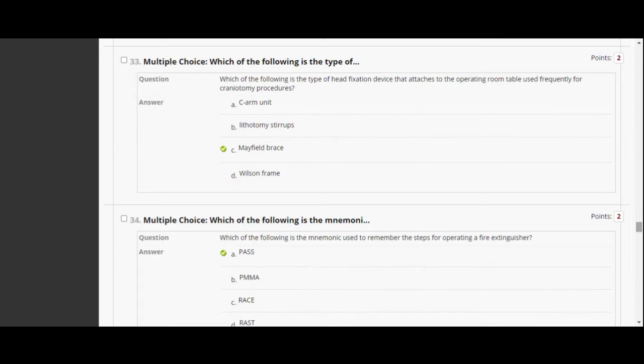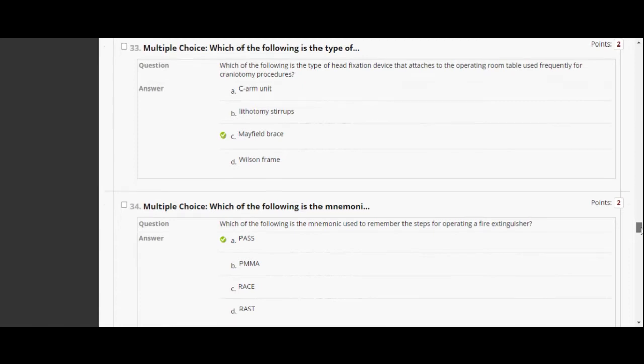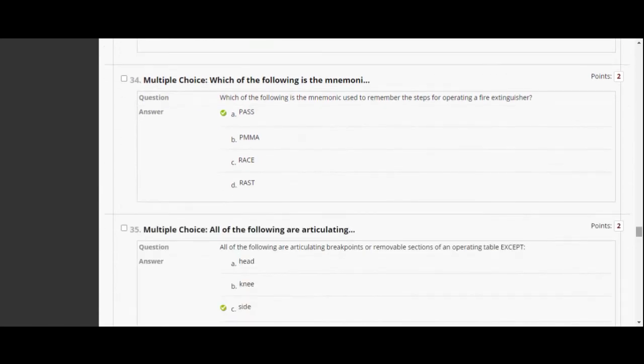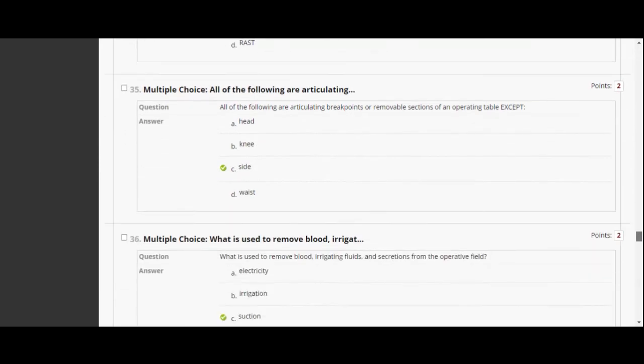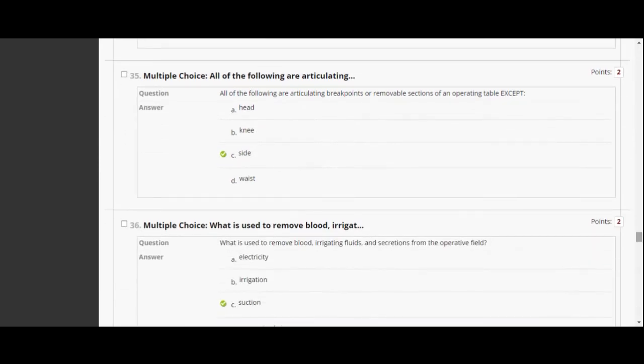Which of the following is the type of head fixation device that attaches to the operating room table used frequently for craniotomy procedures? And that's your Mayfield brace. Which of the following is the mnemonic used to remember the steps for operating a fire extinguisher? And it's PASS, P-A-S-S: pull, aim, squeeze, and sweep. All of the following are articulating breakpoints or removable sections of an operating table, except, that's the side.